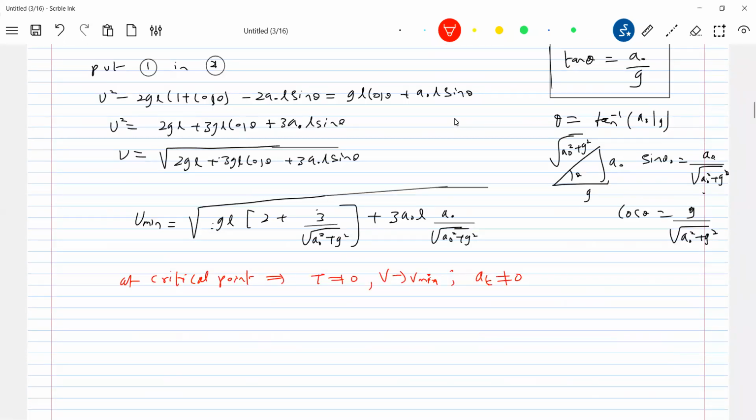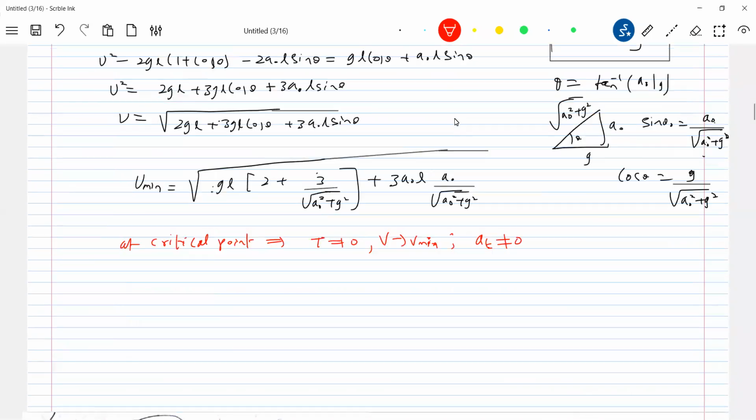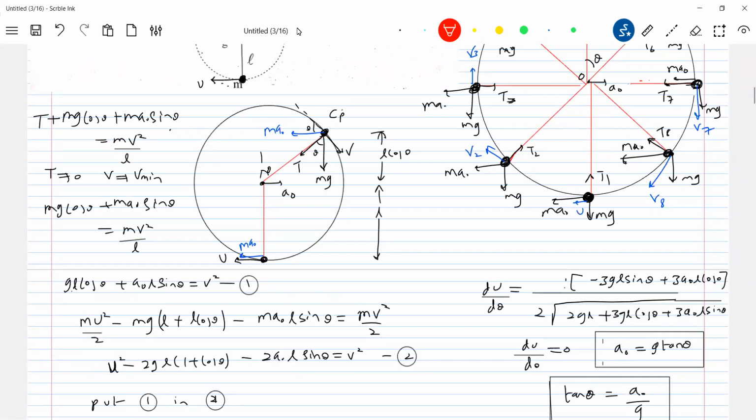Sir, how did you take the displacement of a naught as L sin theta? L sin theta only. So it moves from here to here. When it moves from here to here, what is the displacement? Only L sin theta, no? When it moves from here to here, what is the displacement? L sin theta only.